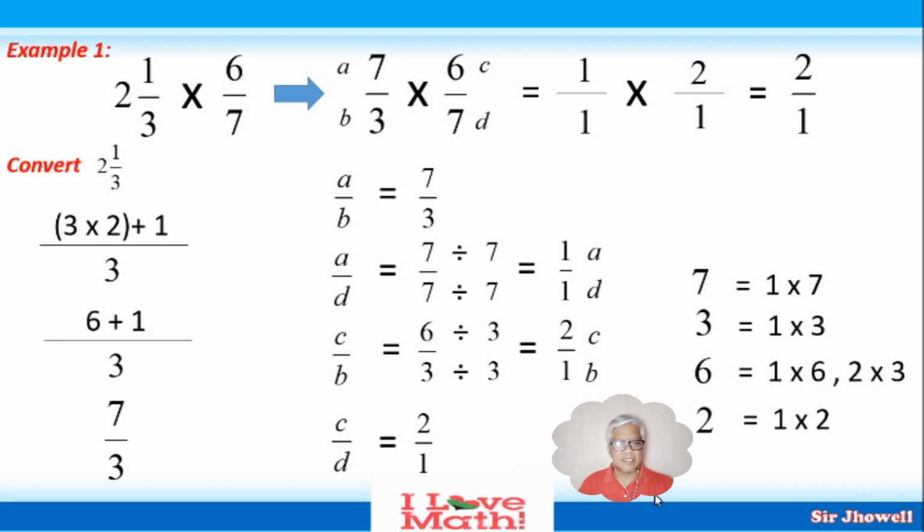If you notice, ang denominator natin ay 1. Kaya naman, ibig sabihin, 2 over 1 is simply equal to 2. And 2 here is our final answer. Saan? Dun sa tanong na 2 and 1/3 times 6 over 7. So, that's it. Okay? Ayos.